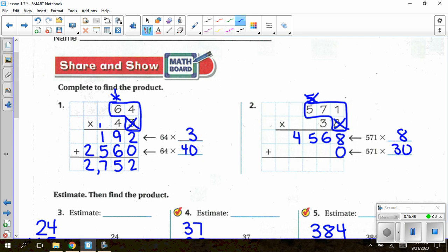So now multiplying the 3 out, 3 times 1 is 3. 3 times 7 is 21. Drop the 1, regroup the 2. 3 times 5 is 15, plus 2 is 17. So now I can add my two partial products together. 8 plus 0 is 8. 6 plus 3 is 9. 5 plus 1 is 6. 4 plus 7 is 11. Regroup the 1. And 1 plus 1 is 2. So that means my final answer is 21,698.